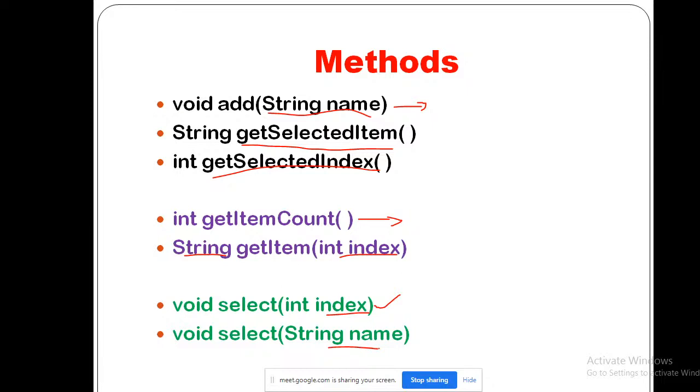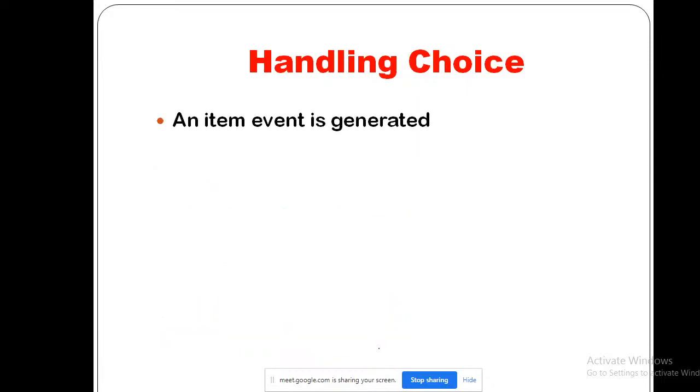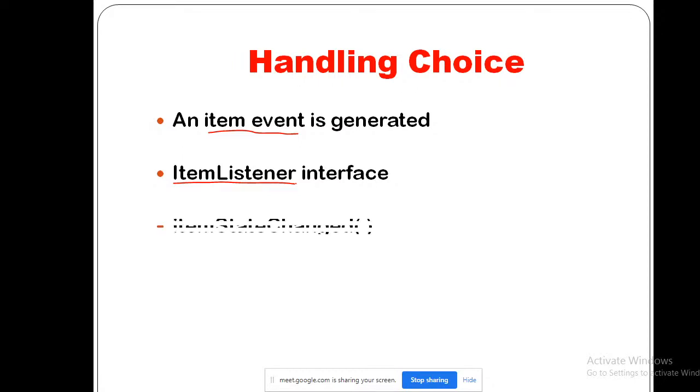How are we going to handle the choice control? The choice control generates the item event, so there is a need to implement the ItemListener interface, because it has the ability to generate the item event. And there is a need to register our choice control with the item listener, then only it receives the event.